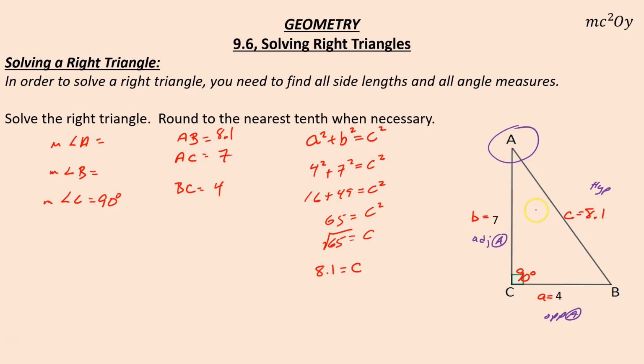So if I want to find angle A, I could use opposite and adjacent, and opposite and adjacent is tangent. So I could say the tangent of angle A is equal to the opposite of A over the adjacent of A. Or find A by moving tangent over and take the inverse tangent of 4/7. And we find that A is equal to 29.7 degrees, and that's rounded to the nearest tenth.